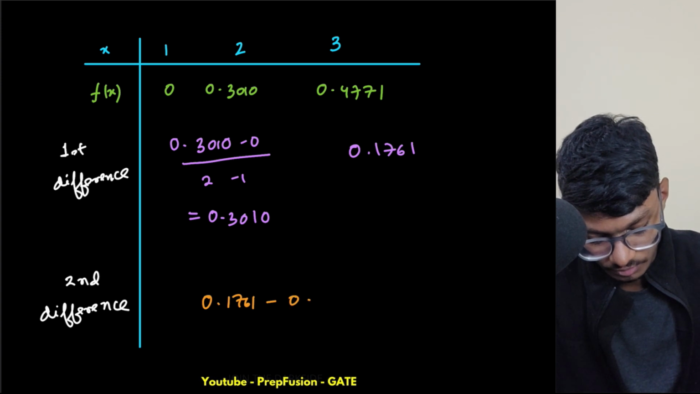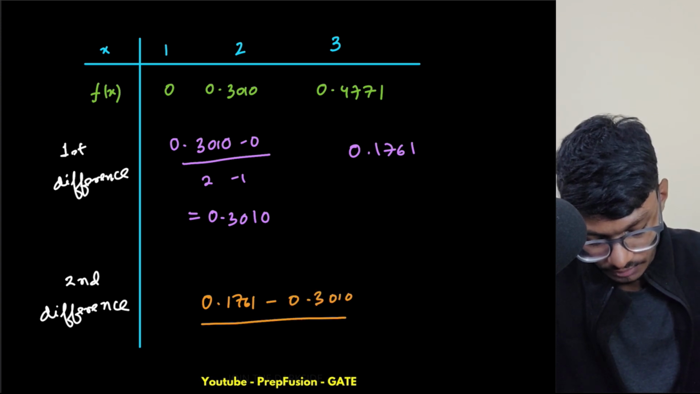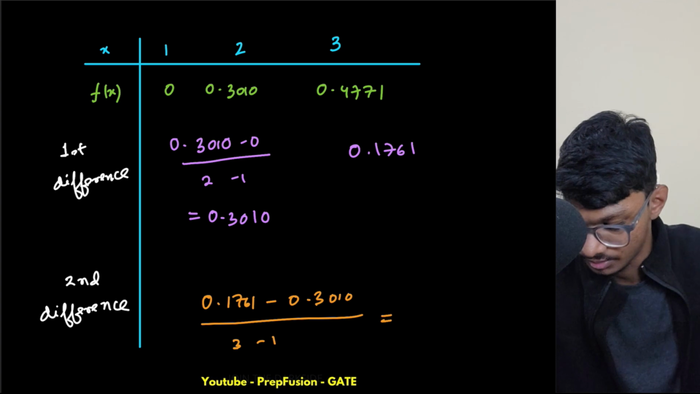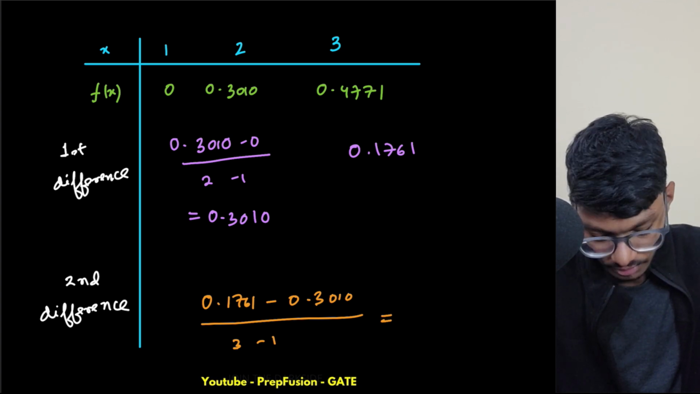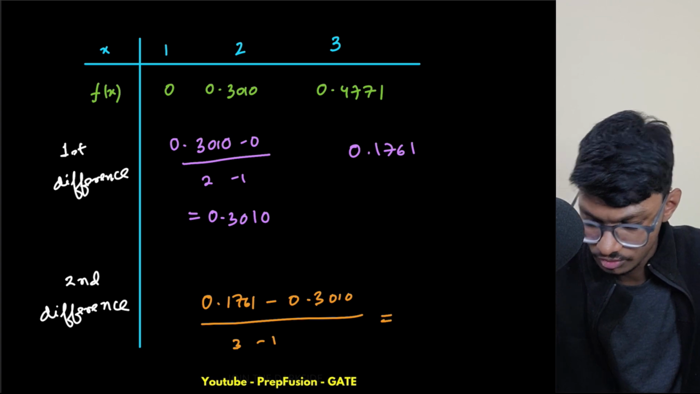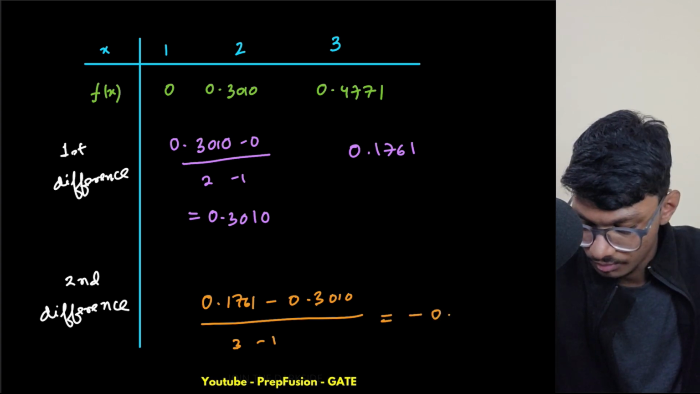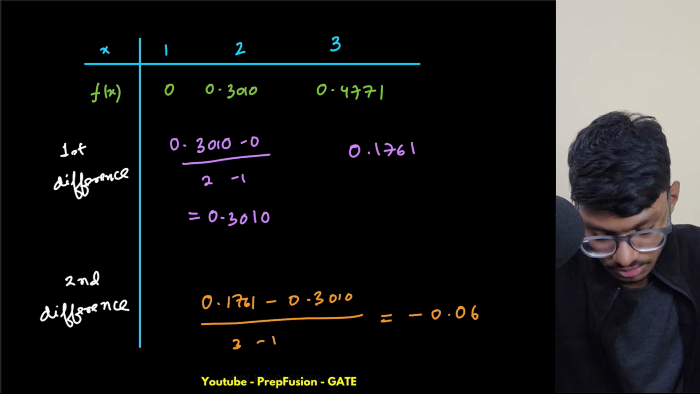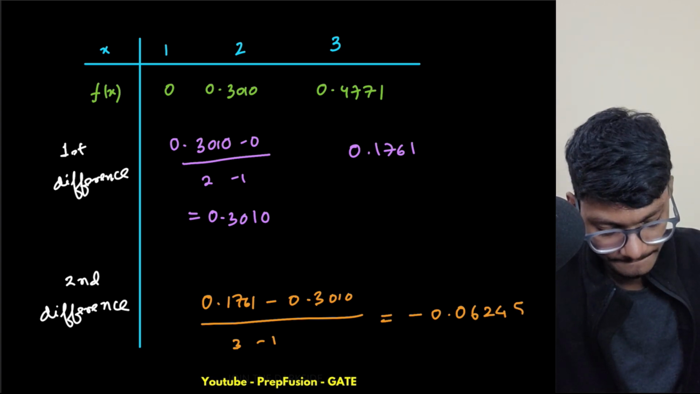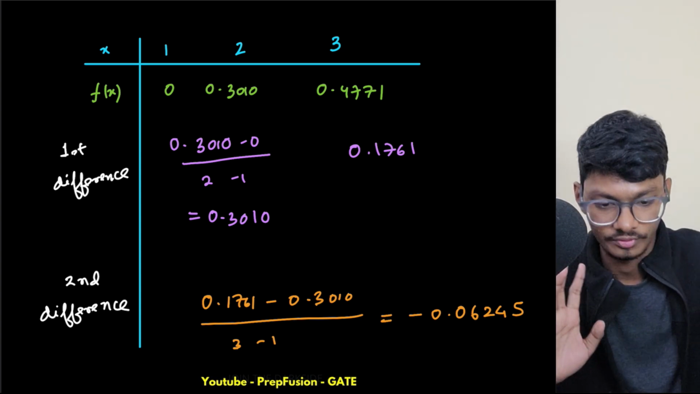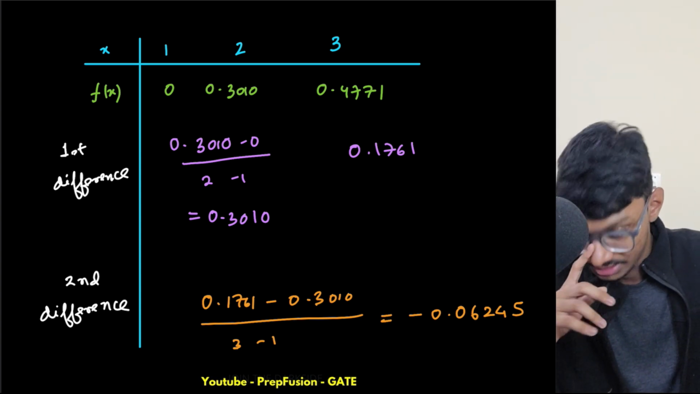0.1761 minus 0.3010 divided by 3 minus 1, which is equal to 0.301 divided by 2. So this is equal to minus 0.06245. Okay, minus 0.06245. So this is my second difference.